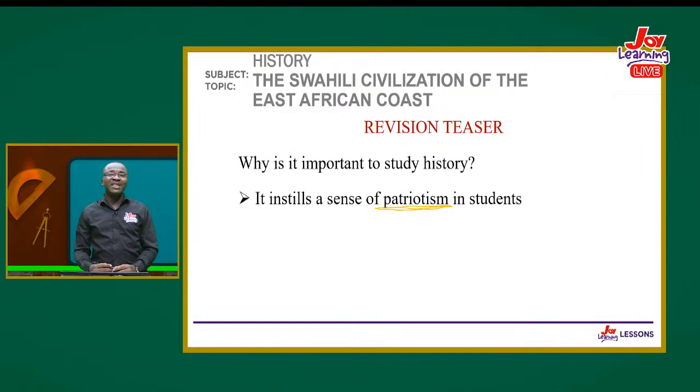Patriotism has to do with the love that one has for his or her nation to the point that he or she is willing and ready to die for the country. So it is the love that one has for his or her country that moves him or her to the point of laying his or her life down for that country. Now we're saying that it's important to study history because history instills a sense of patriotism. What do we mean by this?